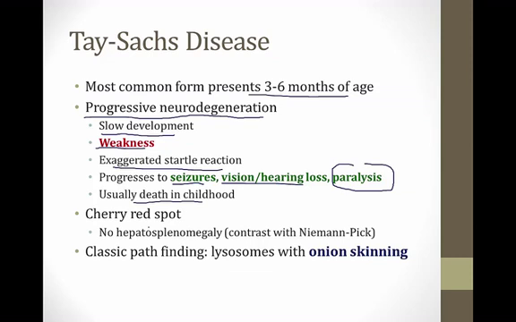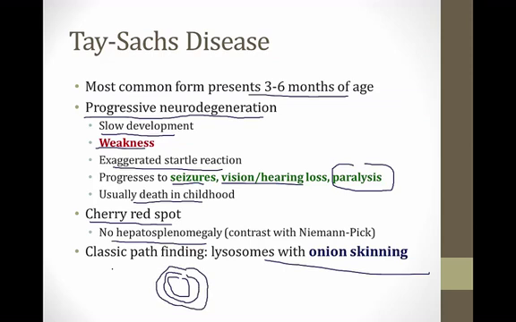Much like Niemann-Pick, there is also a cherry red spot seen in Tay-Sachs disease, but in contrast with Niemann-Pick, there is no liver or spleen involvement in Tay-Sachs disease. It is purely a neuro condition. And a classic finding is to see lysosomes with onion skinning. This is usually seen under electron microscopy, where you have cells heavily zoomed in, and you will see circles inside of the lysosomes that look like the skin of an onion. And you can Google this online or look in pathology textbooks, and you'll see examples of the onion skinning in Tay-Sachs.